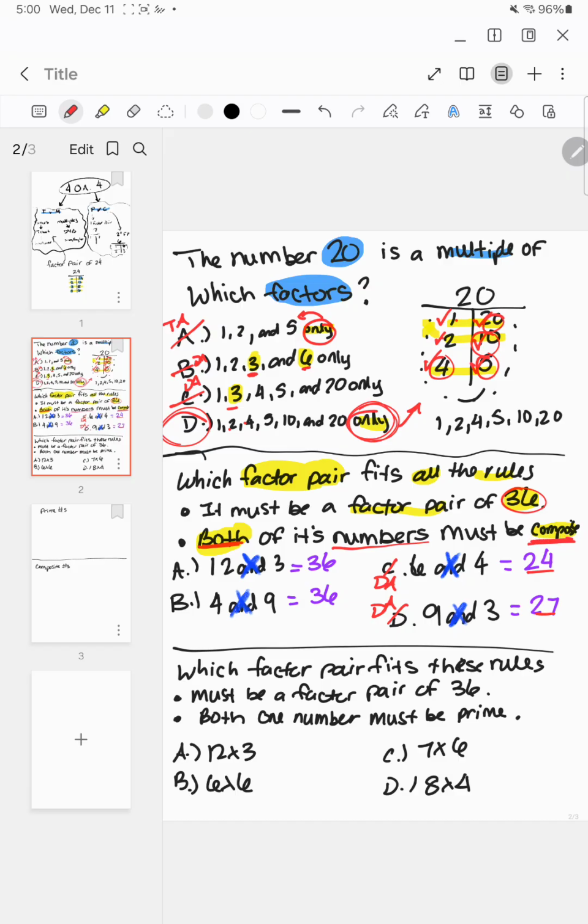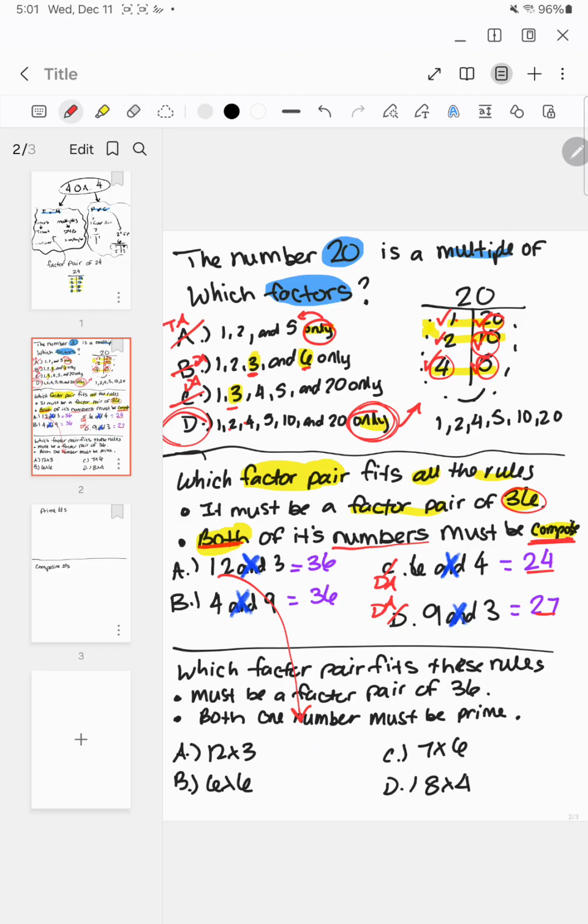Now, a composite number is a number that has at least 2 or more factor pairs. So if I look here, 12 and 3. Now, 12 actually is composite because if I were to put 12 on the T-chart, I have more than one way I can make it. I got 1 times 12, 2 times 6, and I even got 3 times 4. Those are 3 different factor pairs, which means that it's not only one way to make it.